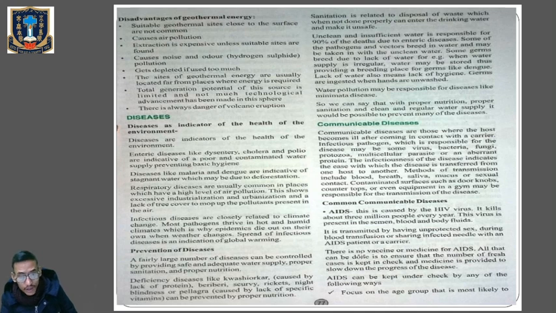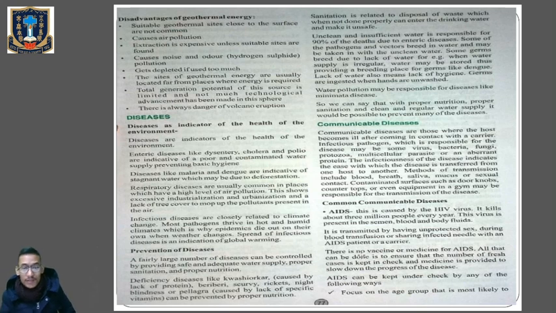A large number of diseases can be controlled or prevented from spreading by providing safe and adequate water supply, by maintaining proper sanitation, proper nutrition, and by controlling the pollution level in our environment. Deficiency diseases like kwashiorkor, caused by lack of proteins, and beriberi, scurvy, rickets, night blindness or pellagra, which are caused by deficiency of vitamins, can mainly be prevented by providing a proper nutritious diet rich in nutrition, and this we have learned even in biology class also, right?